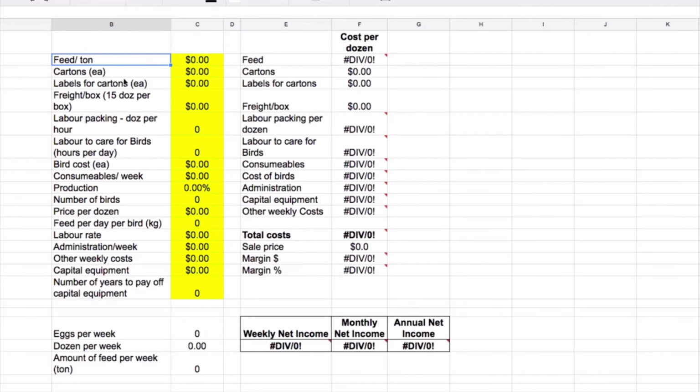Okay, so this is the spreadsheet. We've made it simple. This is something we've created and tweaked over the last couple of years. It's quite easy. Anything in yellow are variables that change, and they're different for every farm.